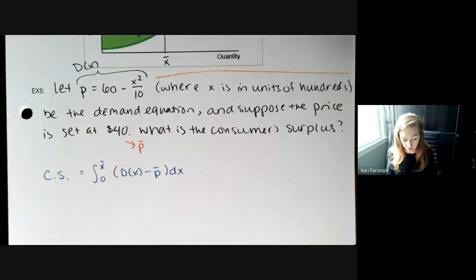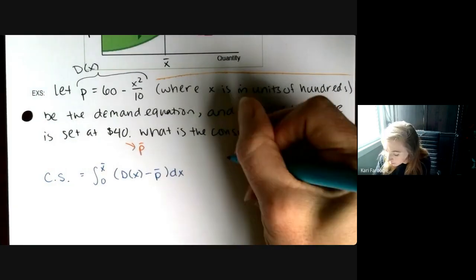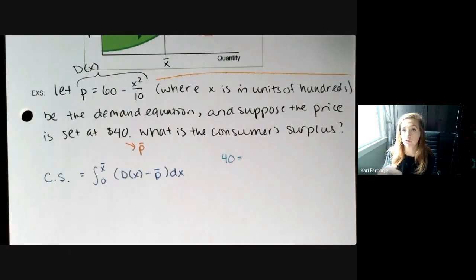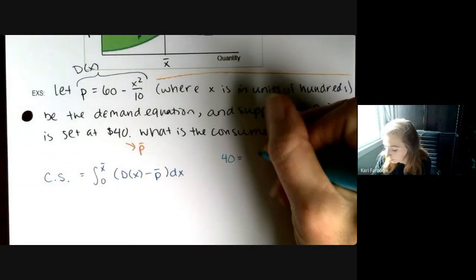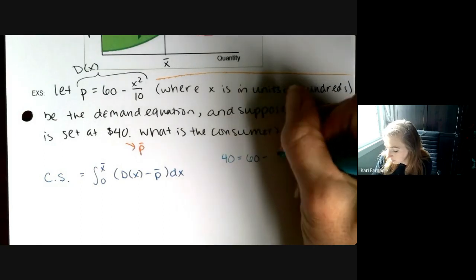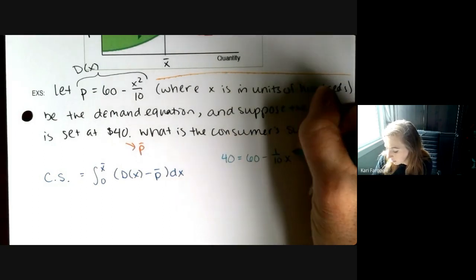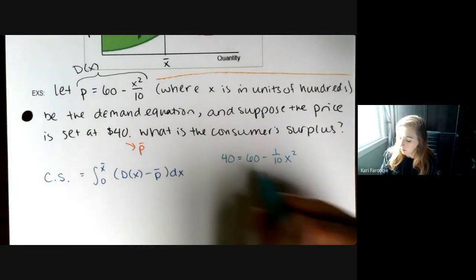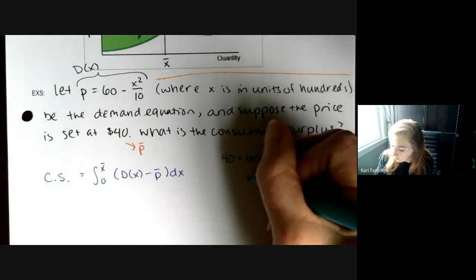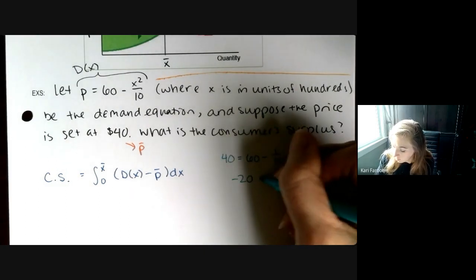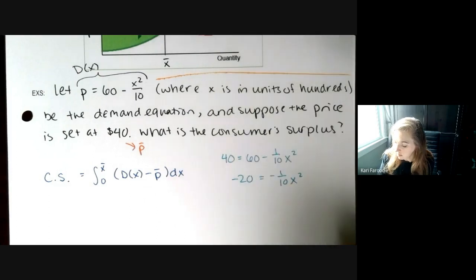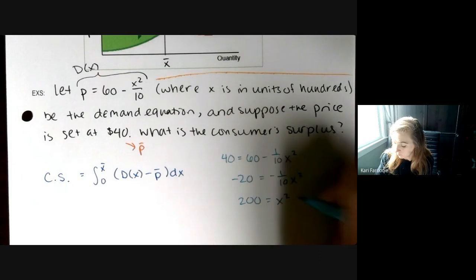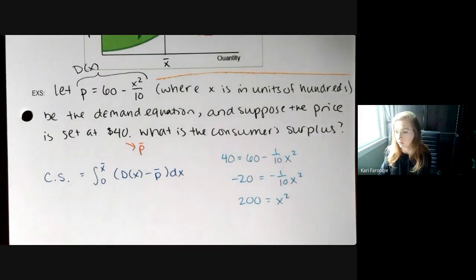So we'll do this off to the side. If we know that the price at this point is going to be $40, we can set that equal to the demand equation to solve for x, which is that quantity that corresponds to that price. I'm going to rewrite this as 1/10 x squared just to make it a little bit easier to solve this equation. Do this however you'd like. I'm going to subtract on both sides. I'll get negative 20 equals negative 1/10 x squared. Multiply both sides by negative 10, and I'll get x squared equals 200.